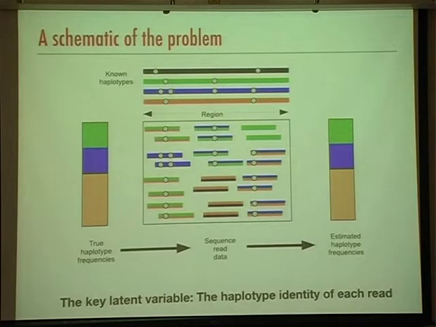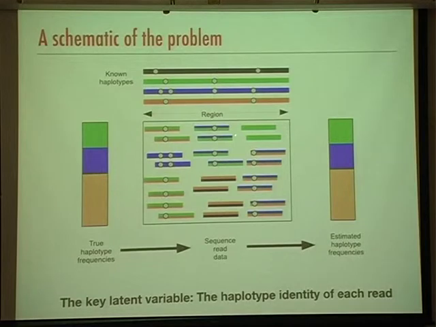So this is a schematic of the problem. If we have these known haplotypes at the top from the 162 sequenced lines, we then have to think about how we have some underlying true haplotype frequencies. So I have the stacked bar chart to represent that. Let's suppose in the pool of sequences there's about 50% of this pink line, about 25% of this blue, and 25% of this green. Then we get reads that are generated on the basis of these underlying haplotype frequencies.